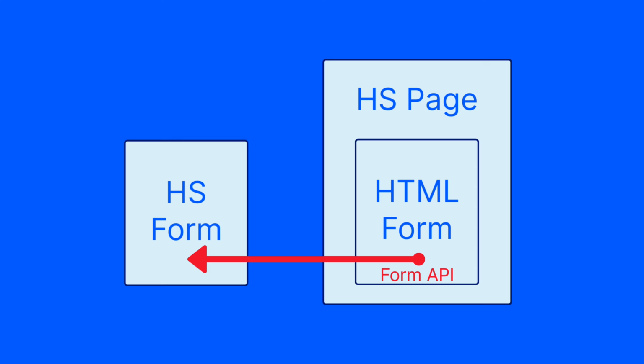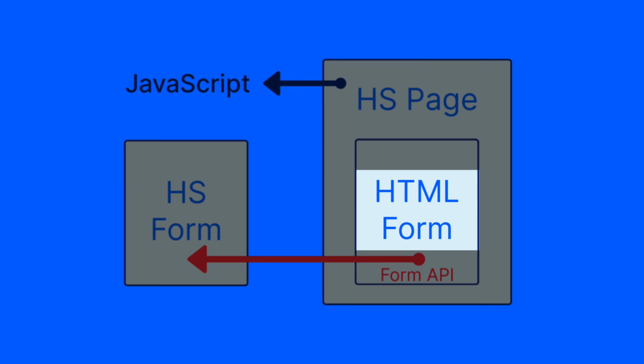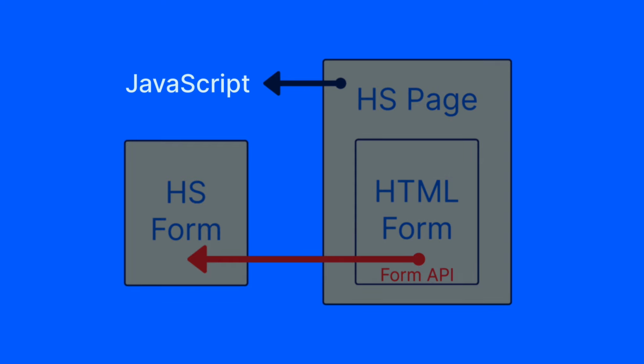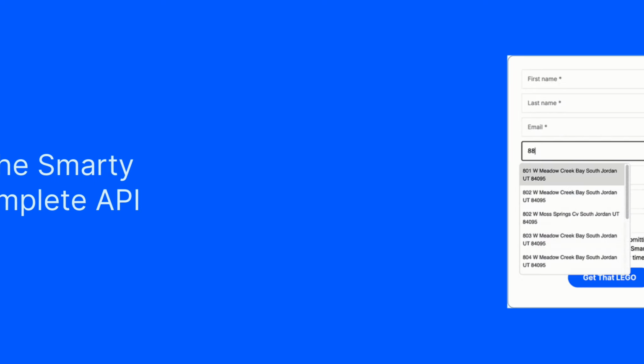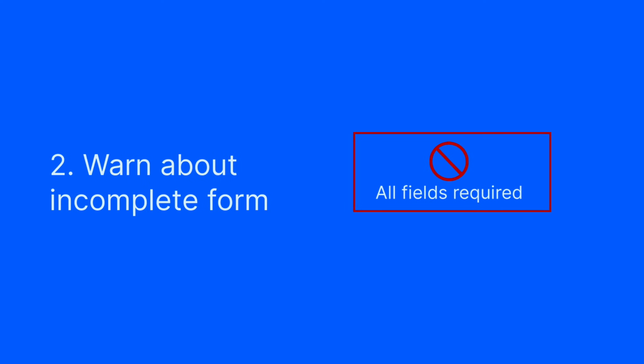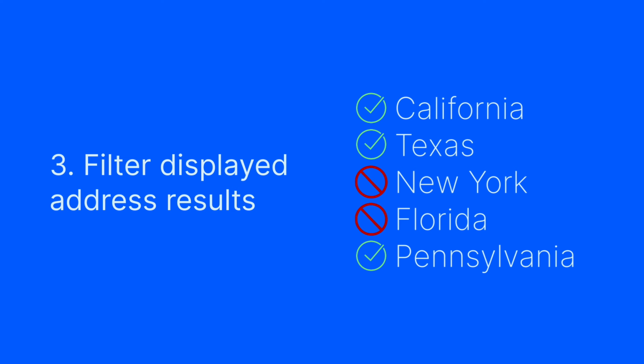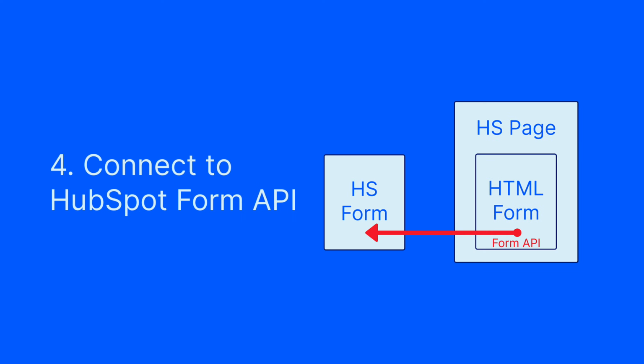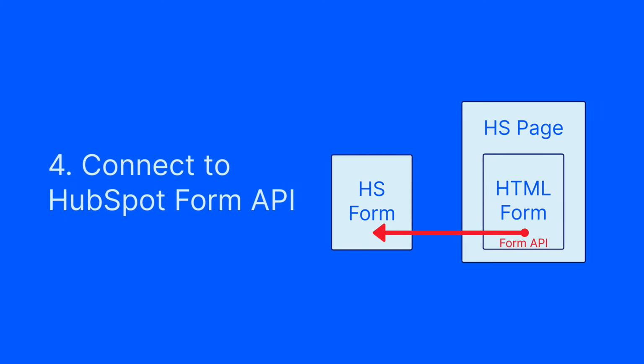All of this will be possible with some JavaScript code that we'll put on the landing page. The HTML will be used to create the form that your users will fill out. The JavaScript will do 4 things. Call the Smarty API to display addresses to the user in real time, give a warning if the user doesn't complete the entire form, filter possible address results to what you want them to be, and connect with your HubSpot form so it counts as a form completion.